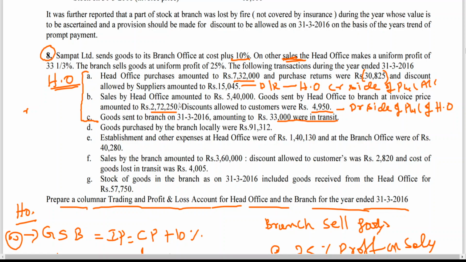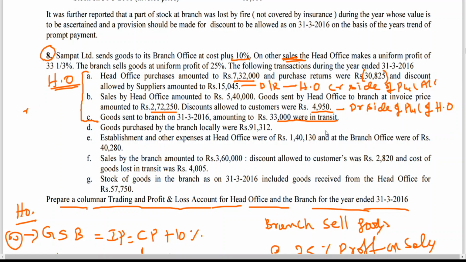So 2,72,250 goods dispatched, from that 33,000 is to be deducted. Then you will be getting 2,72,250 minus 33,000, which is 2,39,250. This 2,39,250 will be taken as goods sent to branch, as a sale for the head office column, credit side. The same will become a receipt of goods. For the branch, goods received from head office are like purchases, but you can't call it purchases. So that will be debited.